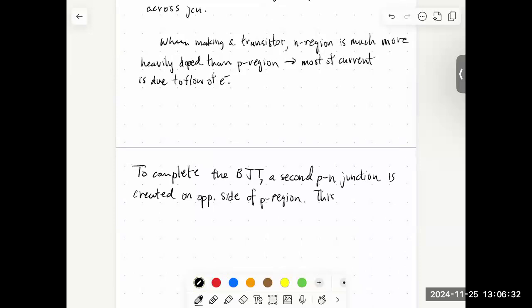And what we're going to do is we're actually going to reverse bias the second junction. Okay, so this second junction is reverse biased.